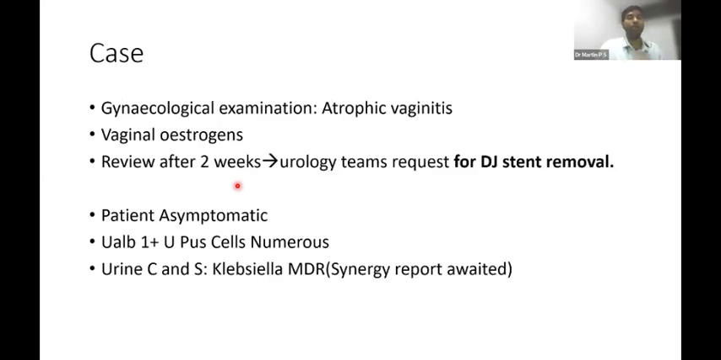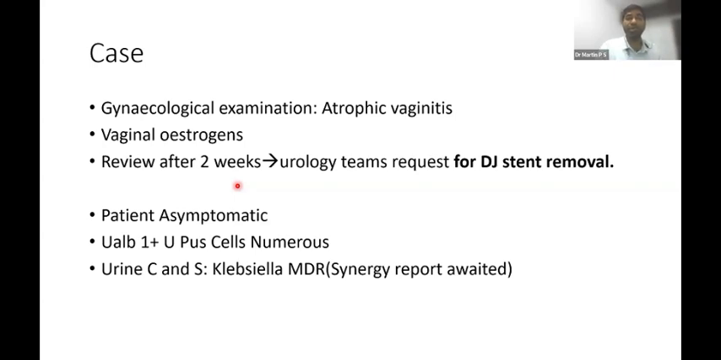This particular patient that we discussed underwent a detailed gynecological examination which showed atrophic vaginitis. The vaginal wall rugosity, everything was lost. There was some mild discharge also. So this patient was treated with vaginal estrogens, and since the patient was asymptomatic, she was discharged.